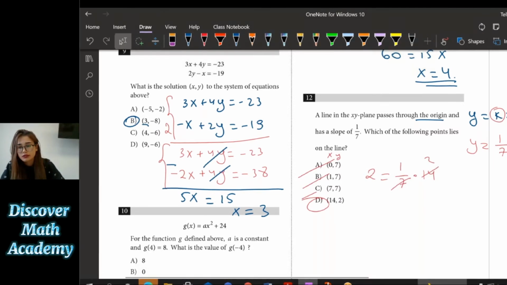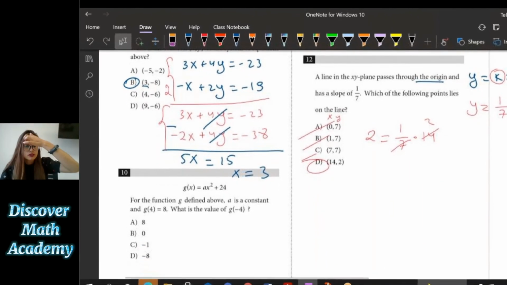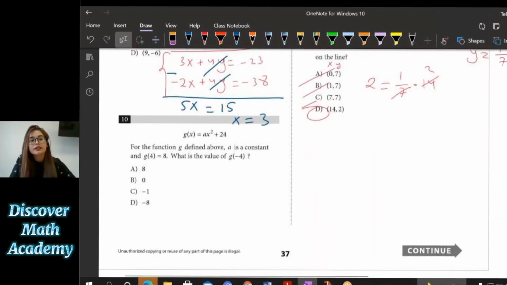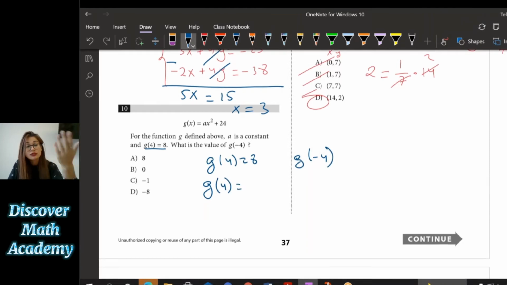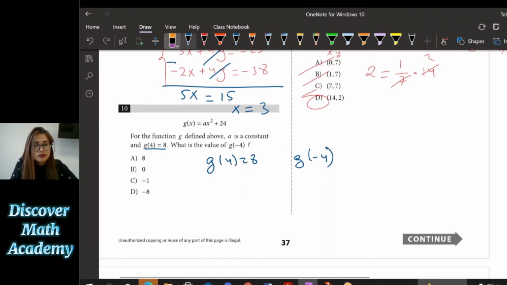So question 10. g(x) is equal to ax squared plus 24, and g is defined, a is a constant. If g(4) is 8, find g(negative 4). Okay, let's find g(4). First of all, I need to find a, that's why. g(x) is 24 is equal to a multiplied by 16. 4 squared is 16 plus 24.